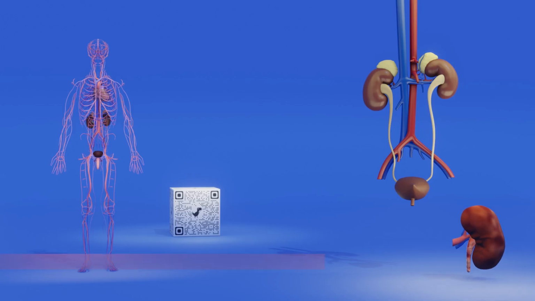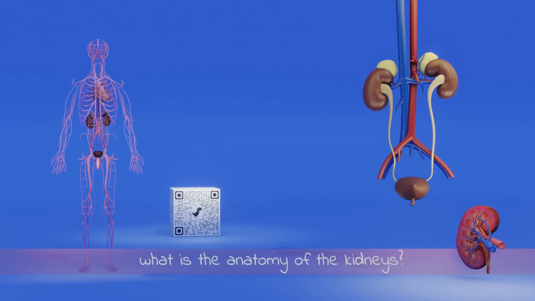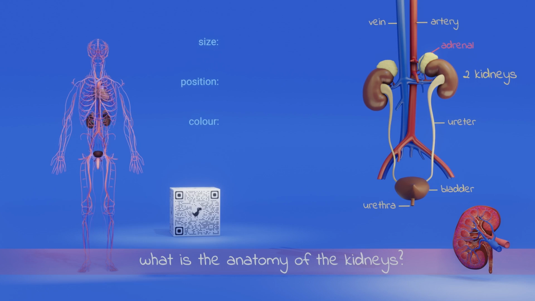The urinary system has two kidneys, with a ureter towards the bladder. Urine is collected in the bladder and urinated through the urethra. The kidneys are located at the top of the abdominal cavity and on the back, under the rib cage. The kidneys are about the size of a fist. In shape, it looks like a kidney bean, and the color is brown-red.